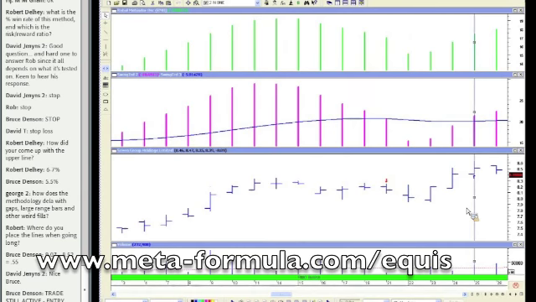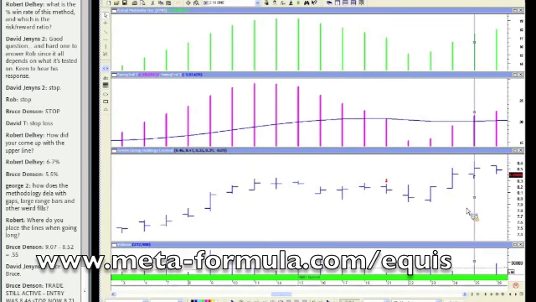Now here's the trick question, and I've warned you it is a trick question. Right now we've got a long position on. We're making money with that long position. We get another signal to go long. What do you think we do with this particular long position?